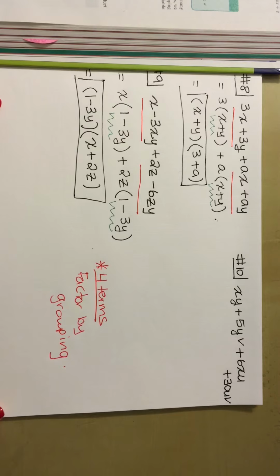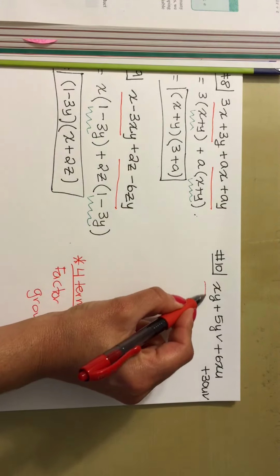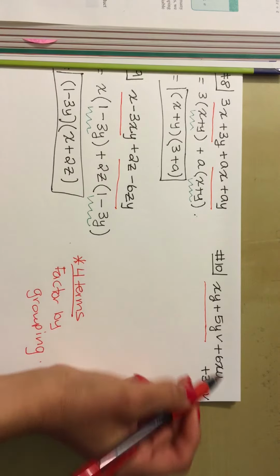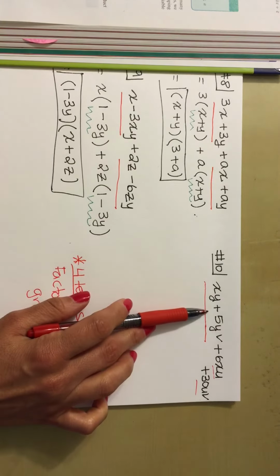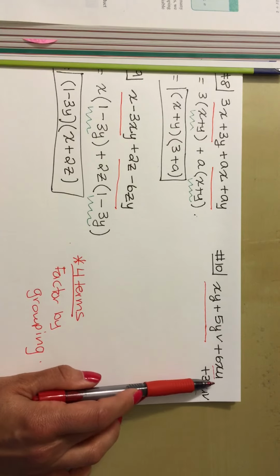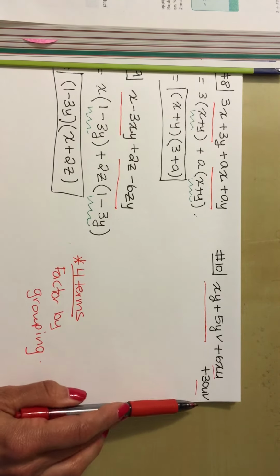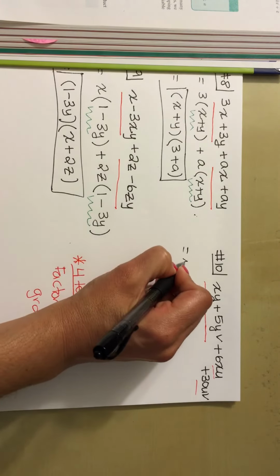All right, last example. We have 4 terms. I didn't have enough space, so I've got this plus 30uv off to the side. Hope that's clear. Just follow the same process. Group the first 2 terms, and then we group the last 2. So this is xy plus 5yv plus 6xu plus 30uv. First 2 terms, GCF is y.